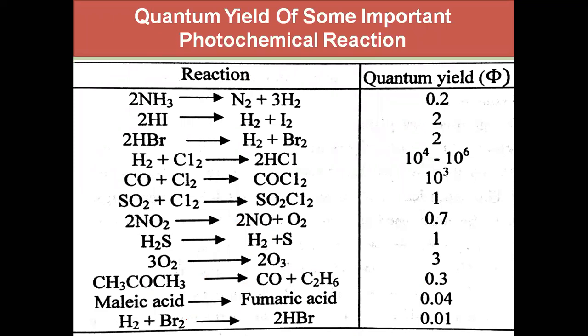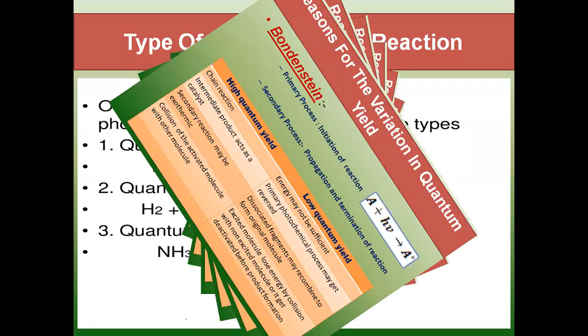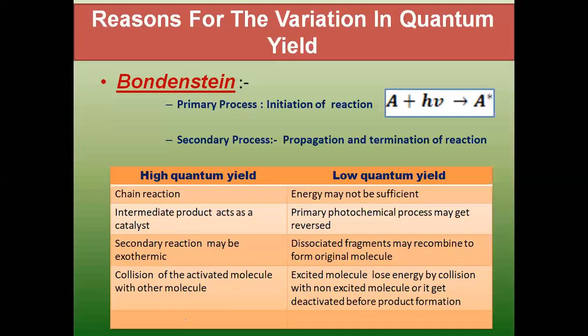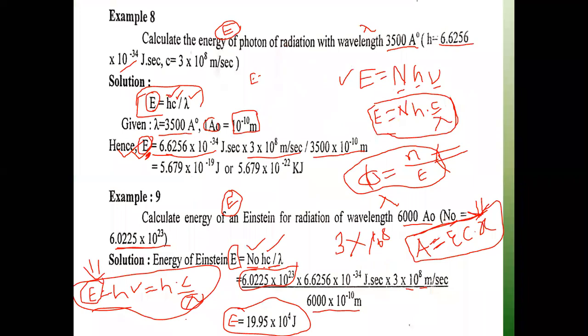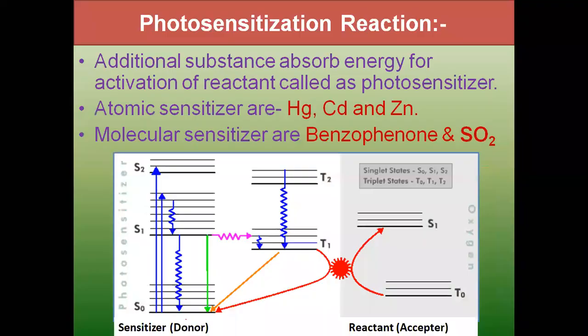On the basis of quantum yield, reactions are classified into three classes. Some have a small integer quantum yield, some have an extremely large quantum yield, and some reactions have a small value of quantum yield. There are reasons for the variation between high quantum yield and low quantum yield, and we already differentiated high and low quantum yield. Then some numericals on the basis of quantum yield, the Stark-Einstein law, and Lambert's and Beer's law.